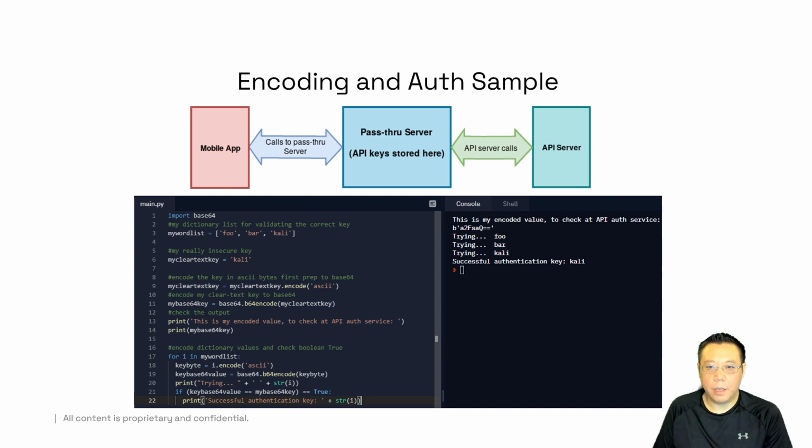Now, the encoding and the authentication example, we saw this in the previous section already. Let's think about what it really means if we were to actually authenticate something through the internet over an API call. I have my mobile app right here. I'm going to pass through the server, and this is my authentication server. Okay, let's pretend that's my authentication server.